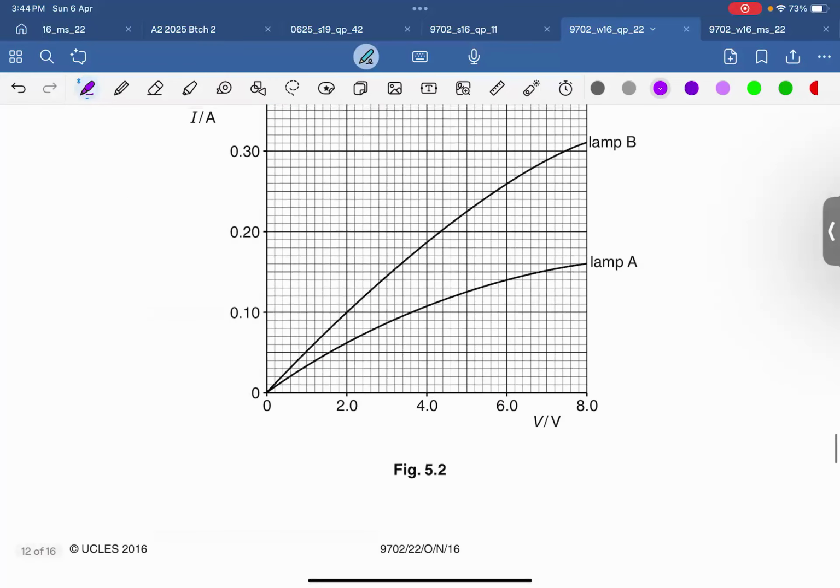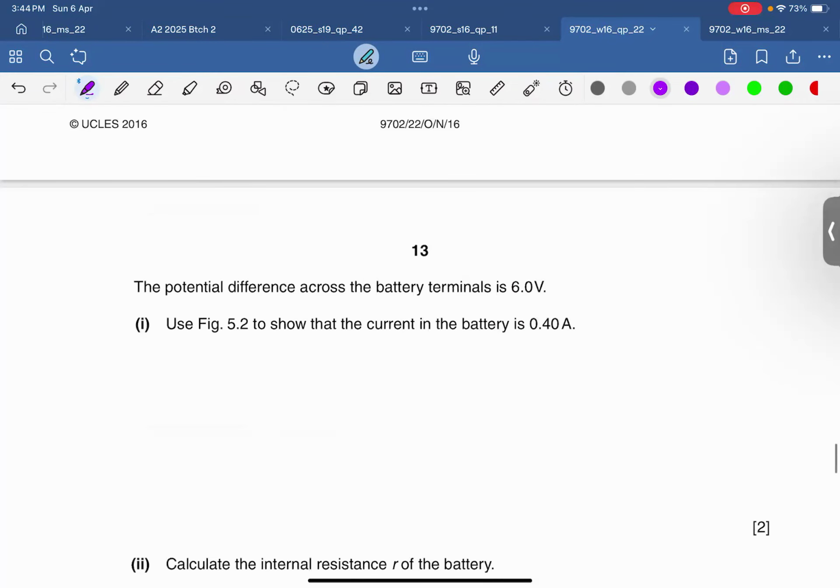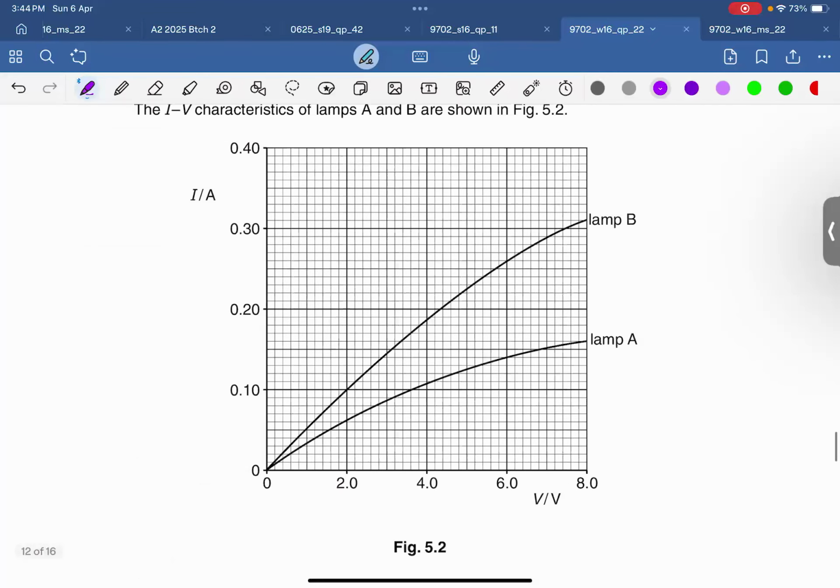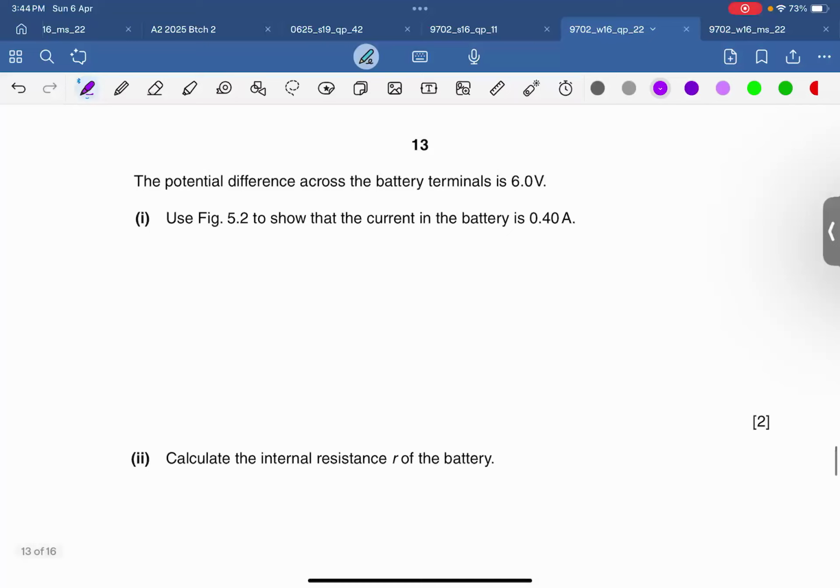What will we do? 6 volts using figure 5.2. How do we draw the line at 6 volts? Like this, it reaches 0.4. One comes here, and then the other one would be this one, right? So 0.24 and 0.26. When you add them, 0.24 plus 0.26 will give you 0.40.